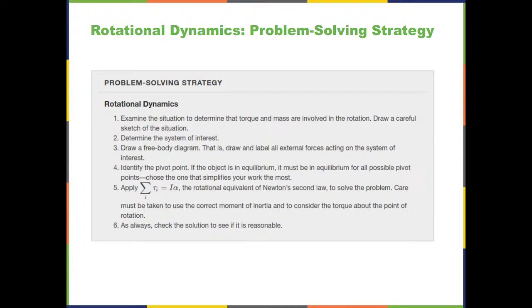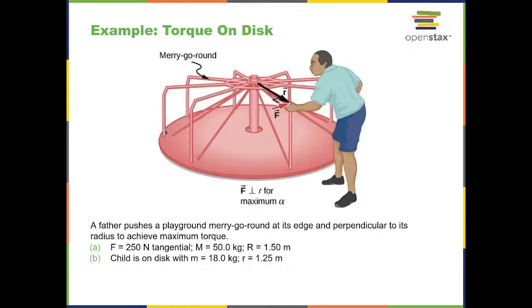So let's apply that to an example. We've got this example here. Someone is applying a torque on a disc, or in other words, someone is trying to get this merry-go-round to rotate. Let's assume we have some information here. The person is pushing with a force that is 250 newtons tangential.